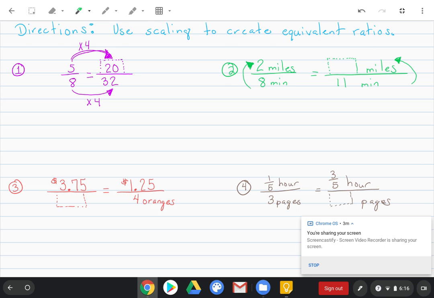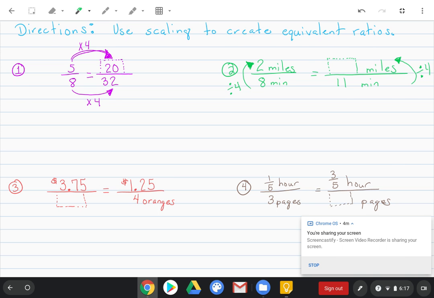If you said I take 8 and divide it by 4, and that gives me 2, you would be correct. So that's the same thing I'm going to do on the other side. I'm going to take 11 and divide it by 4. Now here's where some of my kids start going like, oh, Miss Brown, I don't know what to do. Well, let's talk about that.